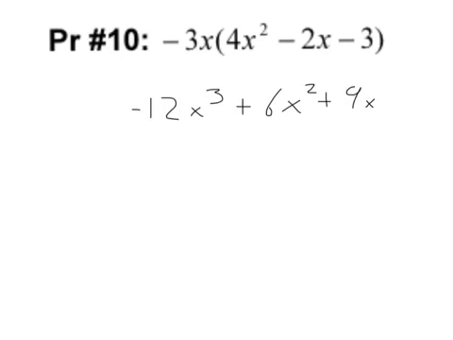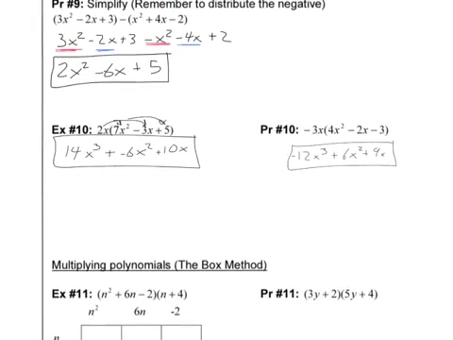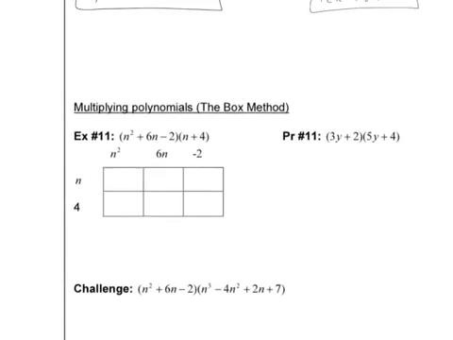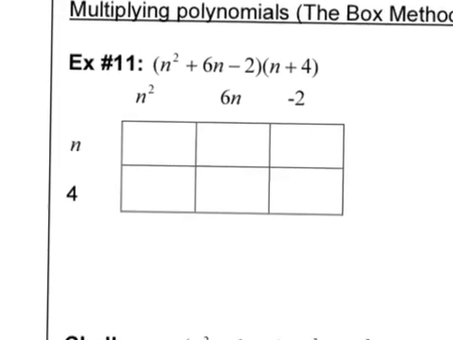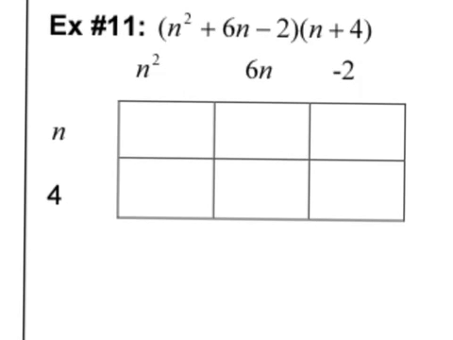Okay, so negative 3 times 4 gives you negative 12x cubed. This gives you a positive 6x squared, and this gets you a positive 9x. And there's that answer. Okay, pretty easy, just distributing that number through, multiplying each term by the number on the outside. But what happens if we're going to multiply polynomials? Like multiplying, like in this situation, a trinomial times a binomial. Well, for this, you need to use the box method, okay?